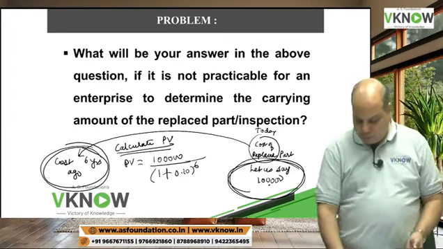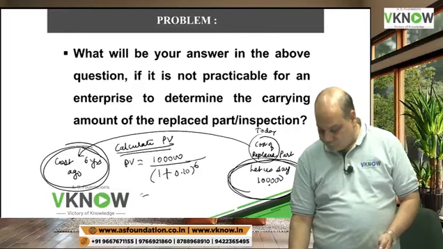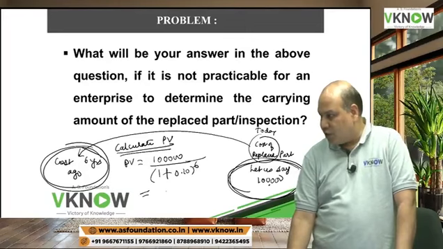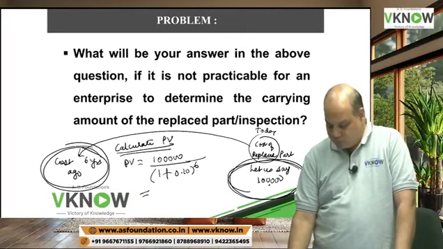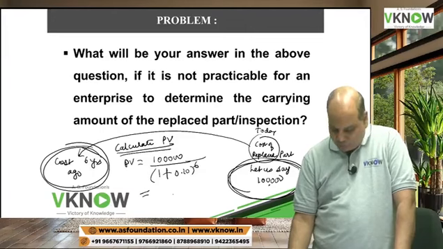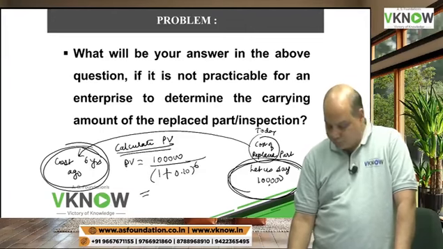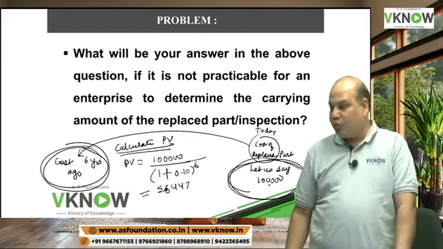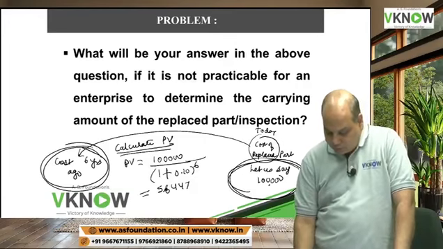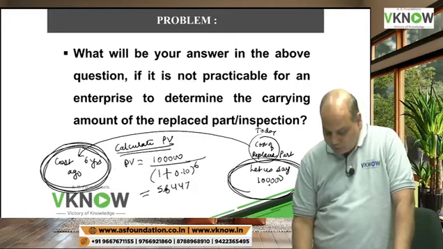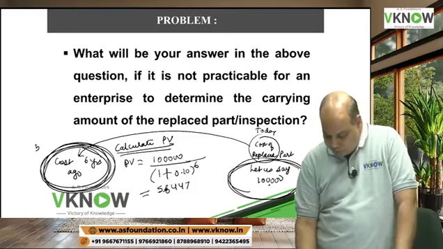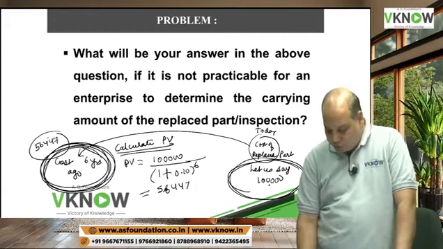So I am getting, anybody, first from your side, how much you are getting? Present value of 1 lakh, 10% discount rate, 6 years. Anybody who wants to contribute? 56447. That means if I would have purchased this replaced part 6 years ago, then I would have paid 56447 rupees for that. Is it right? So I got this part.